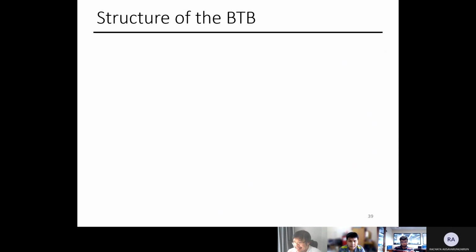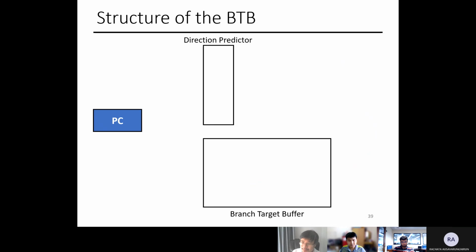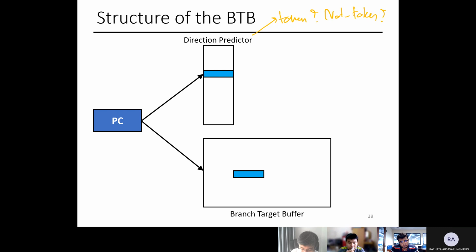Let's say I want to build this thing. I'll start to talk about how I can build it. You have a program counter, which is in your processor already. Then you have two things. One is the way you predict direction: is it taken or not taken? That's the direction predictor. And then you have the branch target buffer that stores the mapping between PC and target. Then you look up.